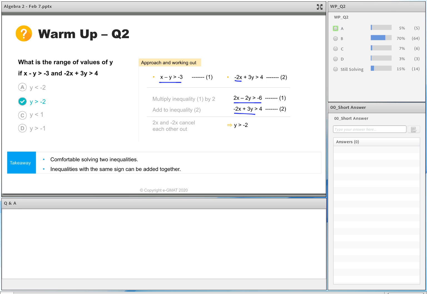Then what do I do? I simply add these two inequalities. And when I add these two inequalities, I can cancel off the 2x over here with the minus 2x, right? When I add 2x with minus 2x, the result is equal to 0.